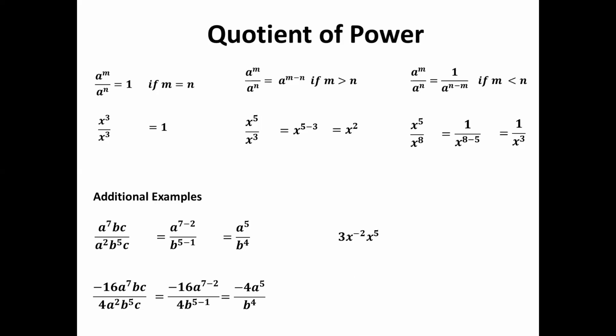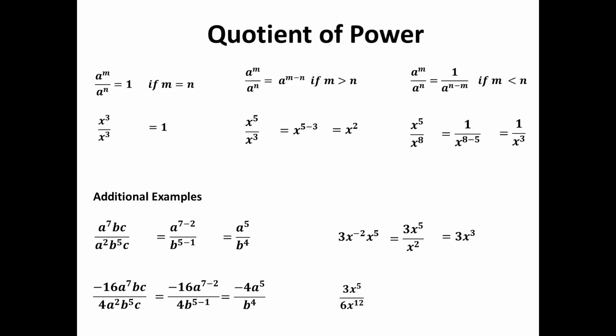How about this one? 3x raised to negative 2, x to the 5. So, paano natin yan isi-simplify at sasagutin? I-reformat muna natin 3x to the 5 over x squared. And then afterward, ang ating final answer is 3x cubed.